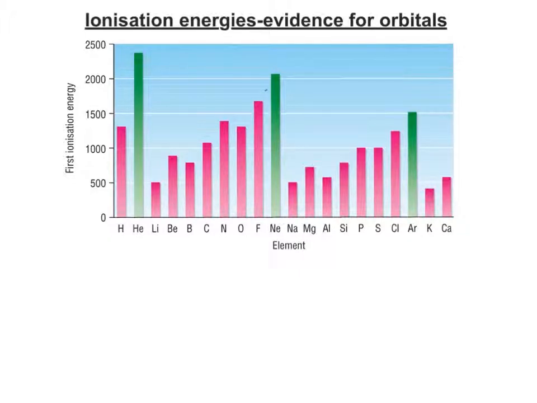However, what happens is you get dips. You get a dip at oxygen, and you get a dip at boron. You can also see dips at aluminium. So all of these have slight reasons why they're happening, but can only be explained by orbitals. So let's look at a couple of examples.